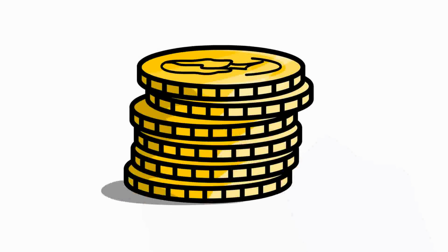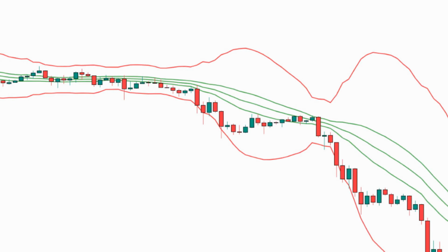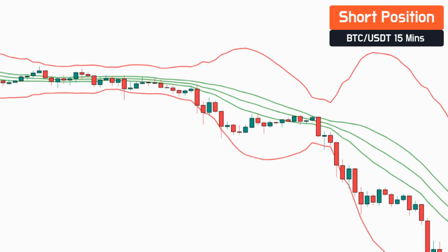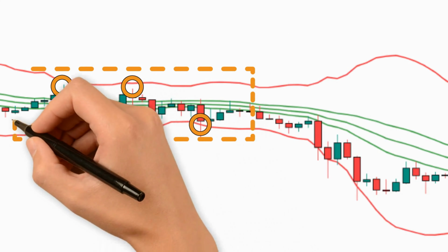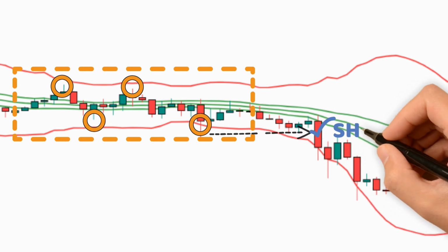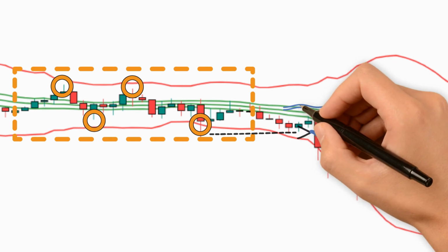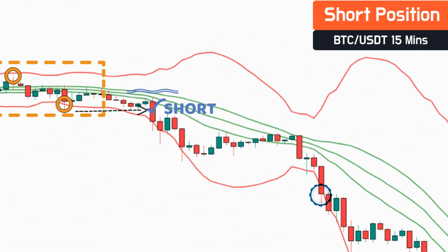Let's take a look at another short position example. This example is also the Bitcoin 15-minute time frame chart. The candle moves up and down near the Bollinger Bands' upper and lower bands, forming a ranging market. When the candle breaks through the previous low, you enter a short position. Set the stop-loss at the upper band of the green neutral zone. Take profit at either the 1 to 1.5 risk-reward ratio or when the candle touches the lower band.